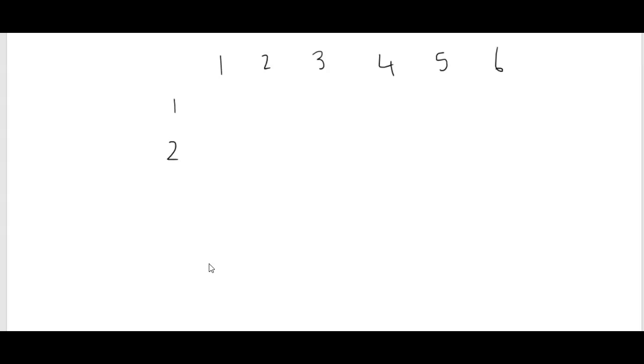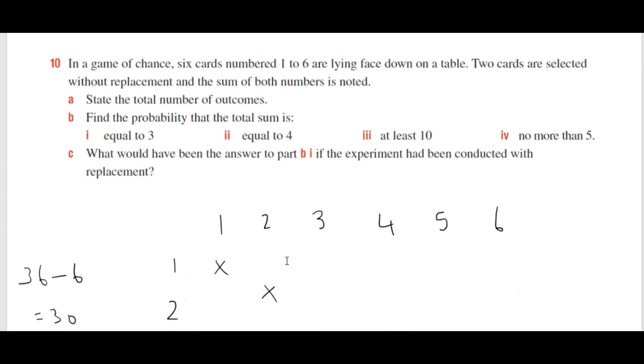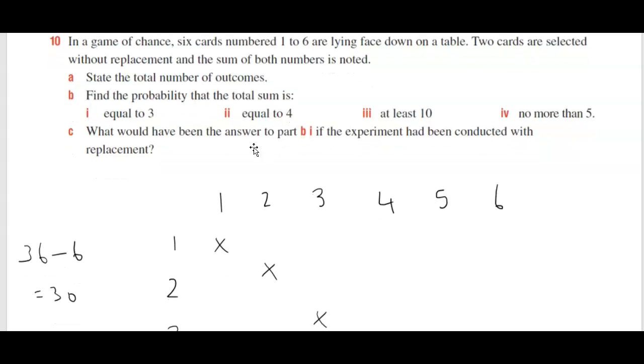Okay, so these are our cards. Now we're doing it without replacement, so we can't have anything along the diagonal. In total, we had 36 numbers, but we don't want what is down the diagonal, so we're subtracting 6. So we have 30 possible outcomes. Find the probability that the total sum is equal to 3, equal to 4, at least 10, no more than 5. So it's kind of getting used to those numbers.